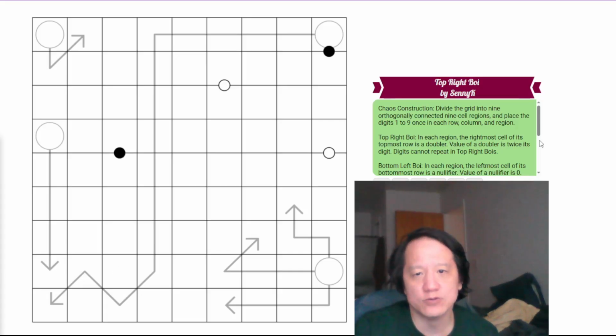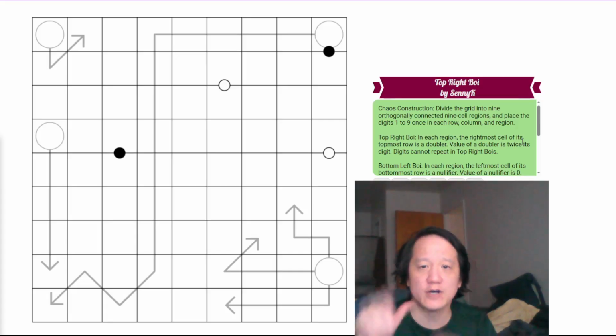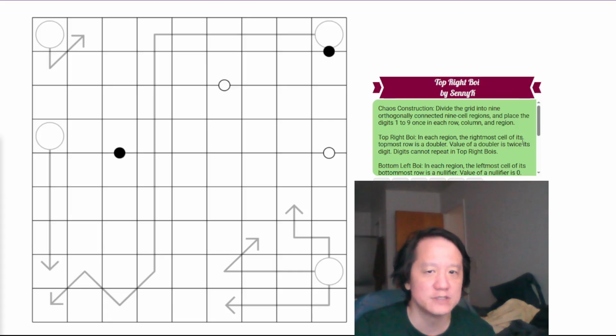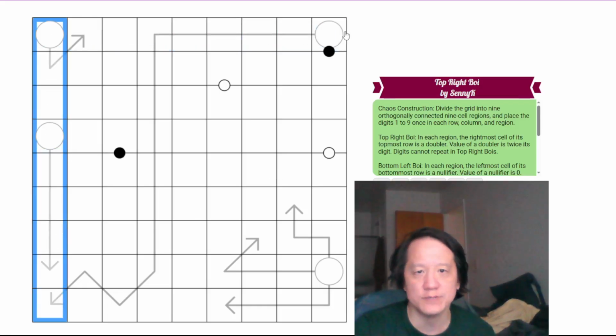And here are the rules. We have chaos construction rules, where we need to divide the grid into 9 orthogonally connected 9-cell regions, and place the digits 1 to 9 once in each row, column, and region.